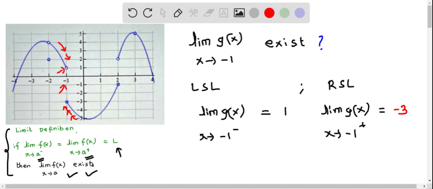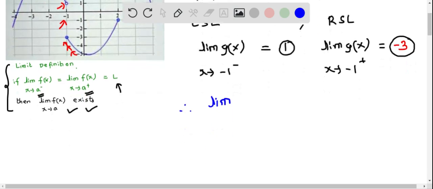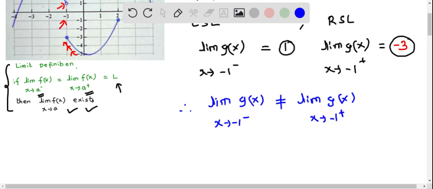And clearly, the left side limit and the right side limit, these two are not the same. So, for this reason, the limit of the function does not exist. We can write down this statement as the limit of g of x as x approaches -1 from the left is not equal to the limit of g of x as x approaches -1 from the right. These two are not equal, so therefore the limit of the function does not exist.